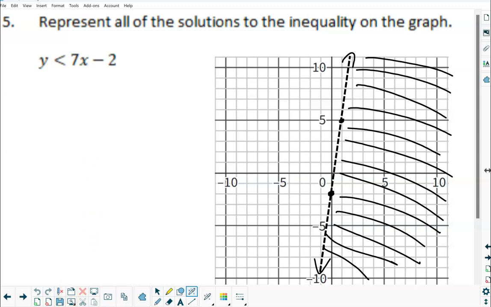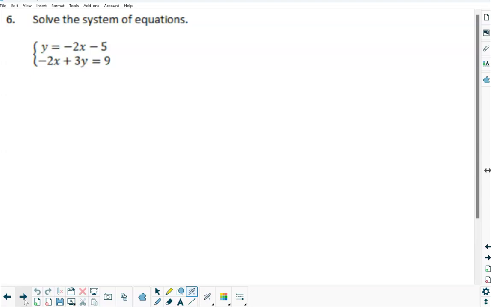Alright, let's take a look at number 6. Okay, here it says solve the system of equations. Okay, and this was one of the more complicated ones. On the test, it might be simpler, where you have two slope-intercept ones. And what you would do is just take this part here and set them equal to each other and solve.